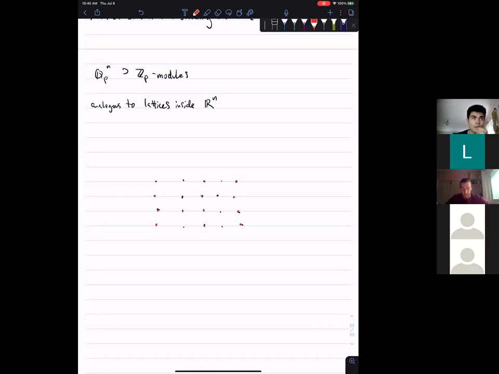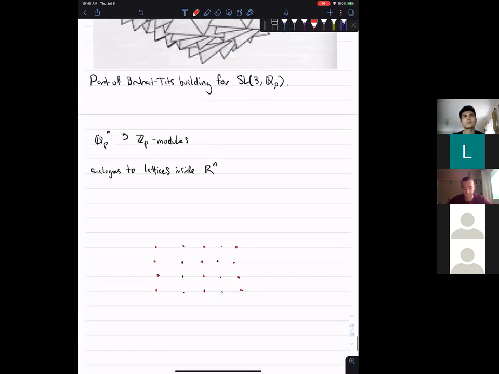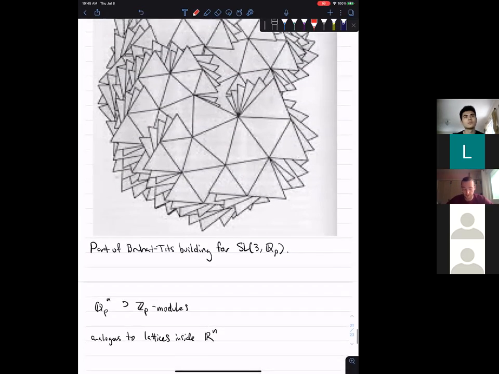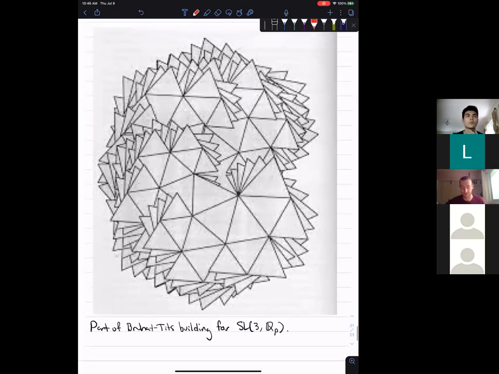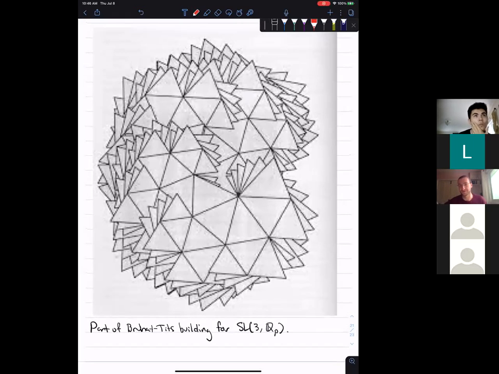And so kind of the way that these buildings are constructed, it's like incidence relations on these ZP modules, which you should sort of think of as analogs of lattices inside of this p-adic vector space. But what it gives you is this combinatorial structure. This picture is kind of mystifying, but you can decompose the space into easier to understand pieces. But it may be too hard to really properly describe that. I mean, this picture is hard to understand for sure.